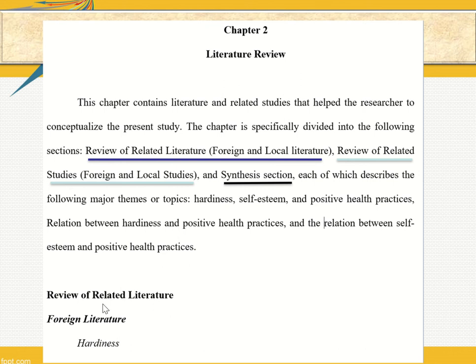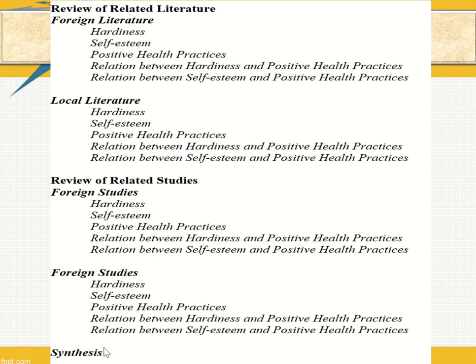And then, the subheading will follow na the review of related literature first, and then under that, foreign literature, and then your major themes. So parang ganito yung magiging format, the overall content of your chapter 2 based on my example. So ito siya, review of related literature. Under that, you have foreign literature. Tapos you have local literature.